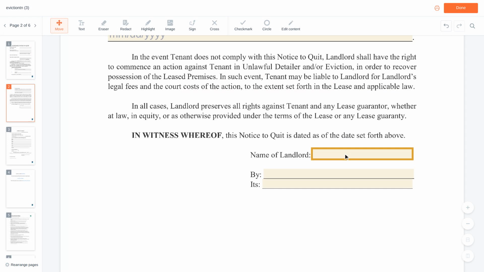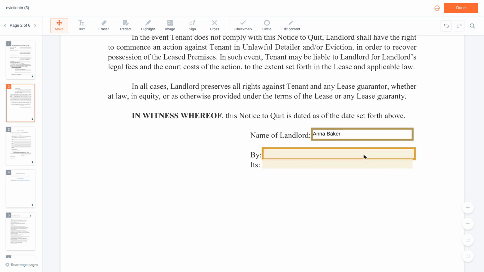Then the signature block. Print the landlord's name, sign on the by line, and add your title on the its line, here owner. The certificate of service records when the notice was delivered, how and to whom. Complete it when you actually serve the notice, and use the notary block if your state or your attorney asks for sworn service. Keep a signed copy of everything for your records.